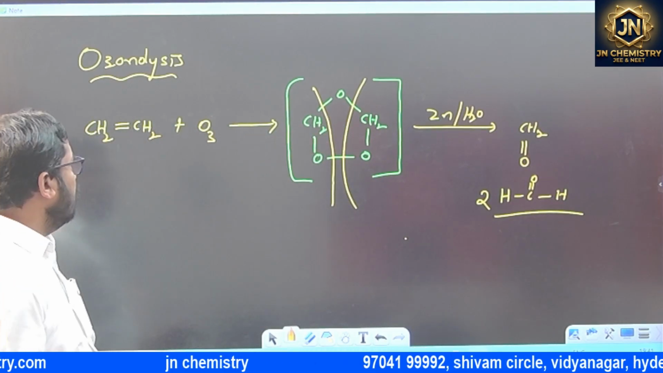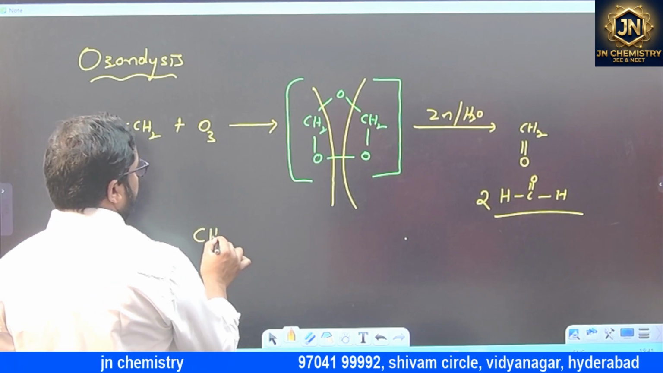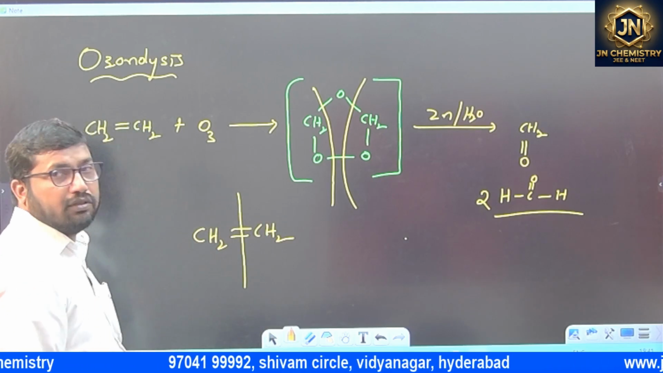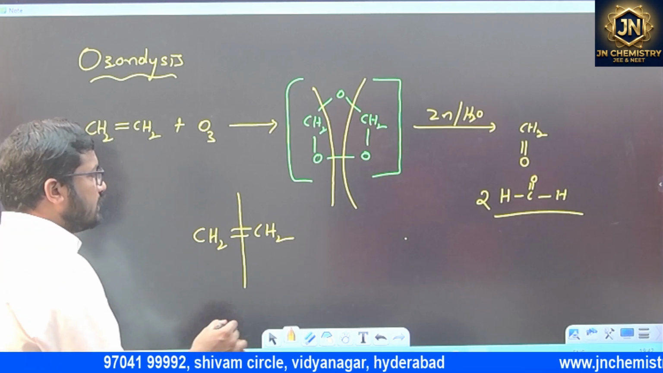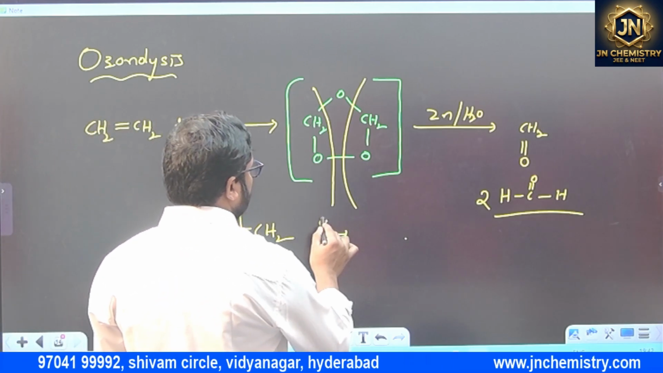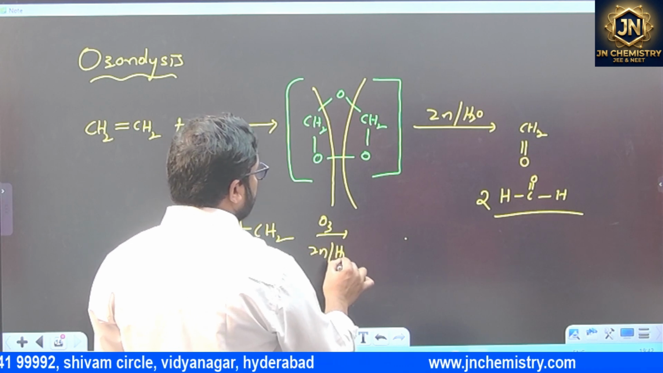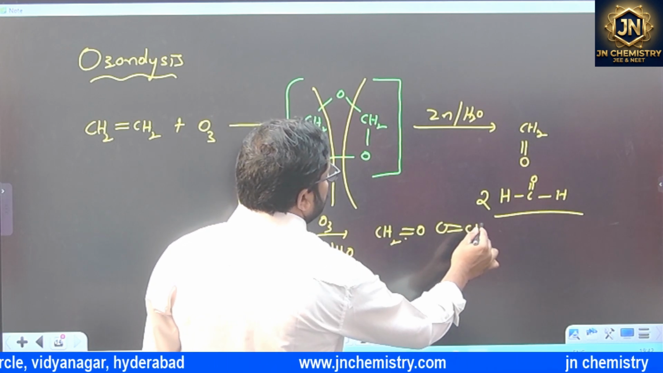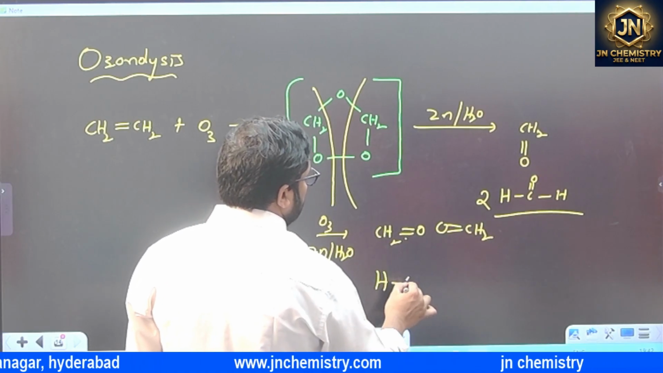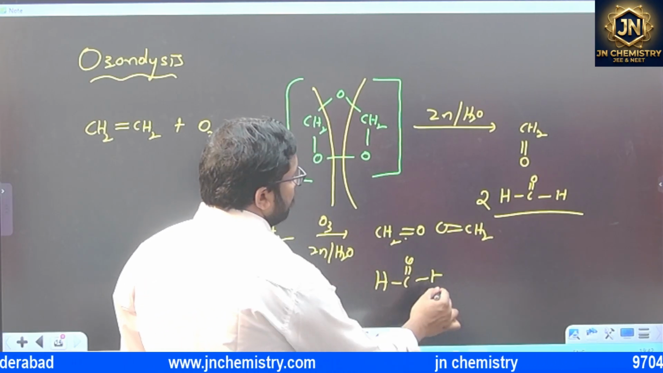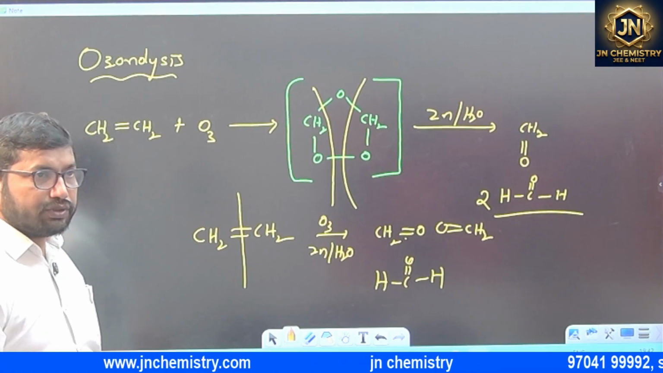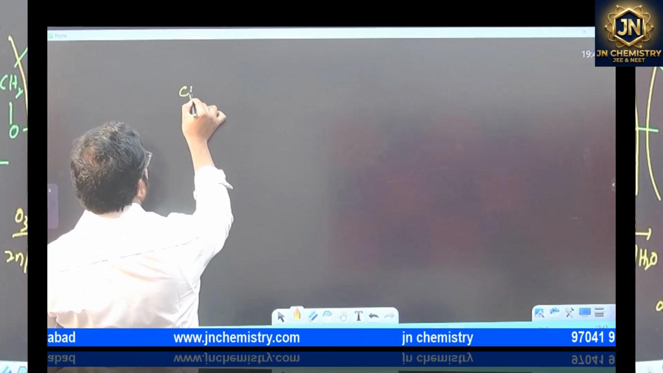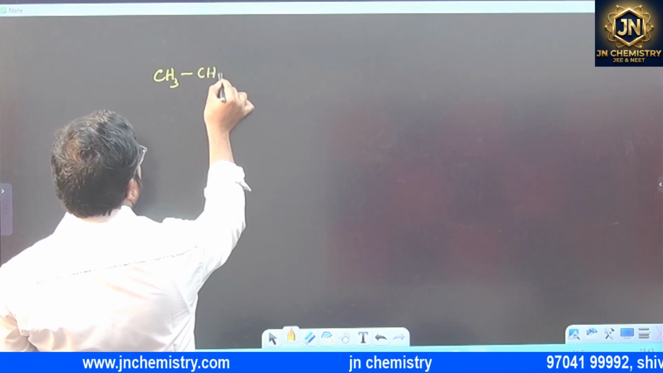Otherwise, simply we can use the shortcut for ozonolysis. Directly break the bond and add 2 oxygens on both sides. Simple. O3, zinc in presence of water, reductive ozonolysis, CH2 double bond O, CH2. Nothing but HC double bond O H. And ozonolysis of alkenes will give aldehydes or ketones, depending on the reactant. Write it down. Now, try to solve these questions.